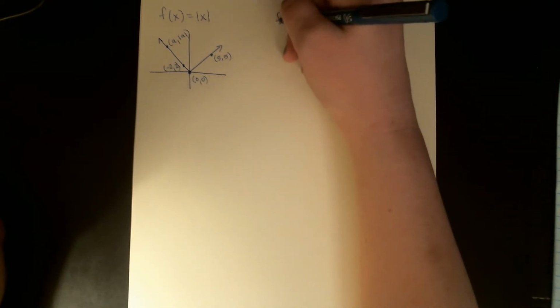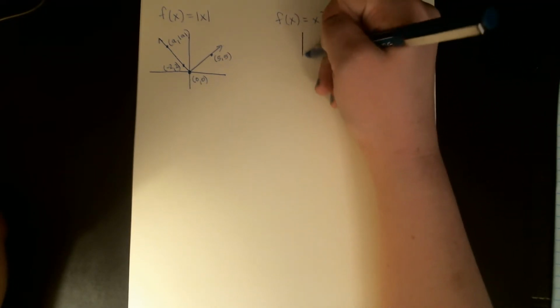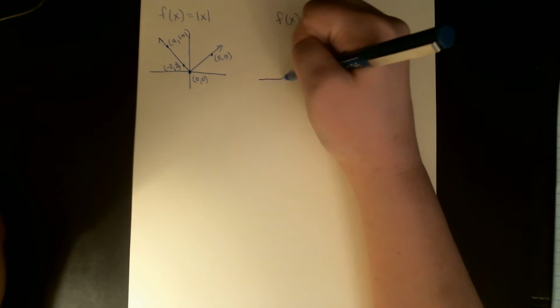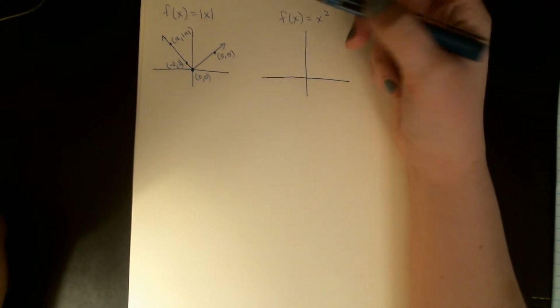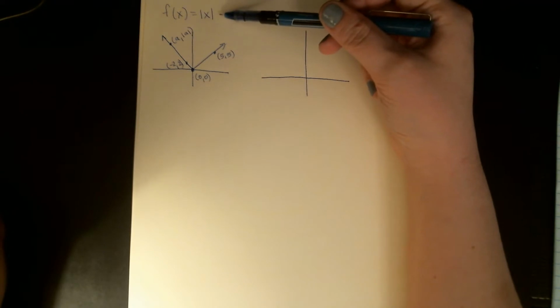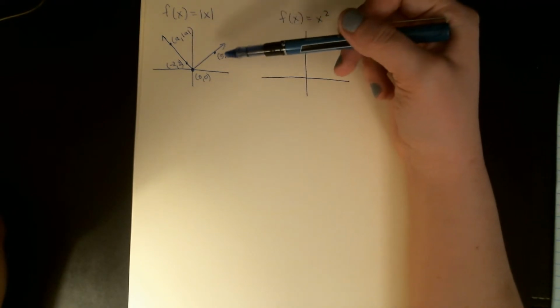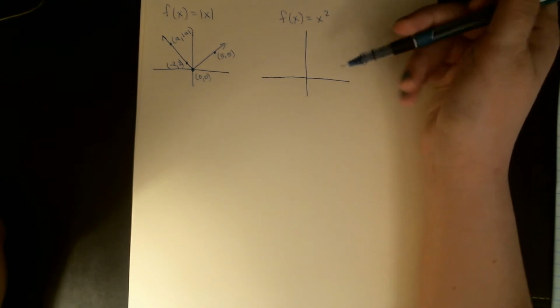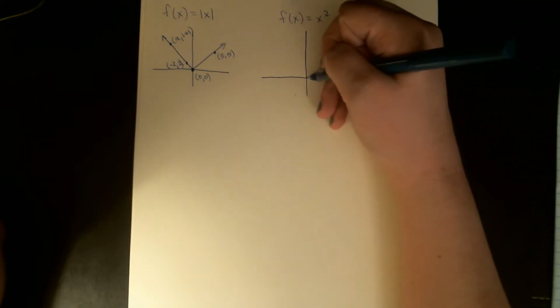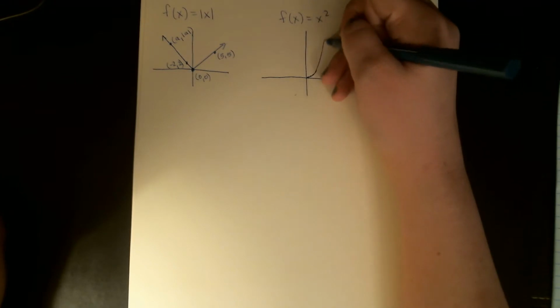Okay, so let's look at f of x equals x squared. This is our second basic function. And again, your number one job coming out of this is to make sure that as soon as you see the formula f of x equals absolute value of x, you can picture this graph. As soon as you see the formula f of x equals x squared, you're picturing a parabola with its vertex at the origin.